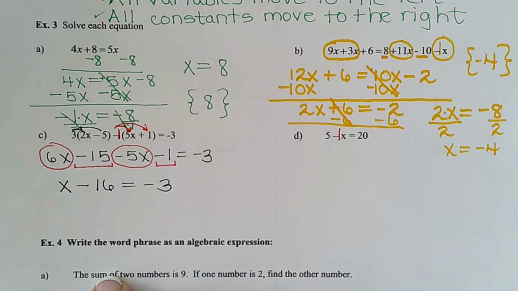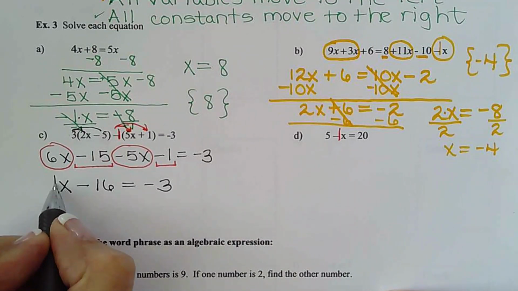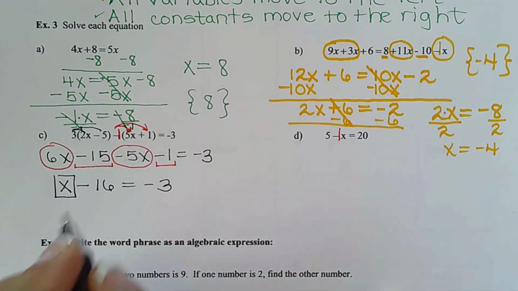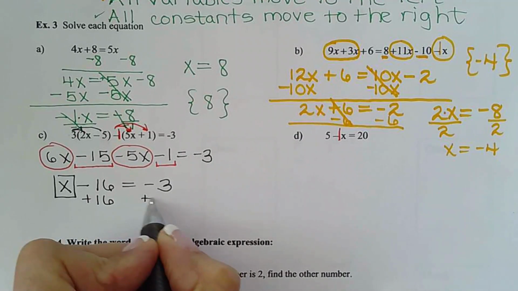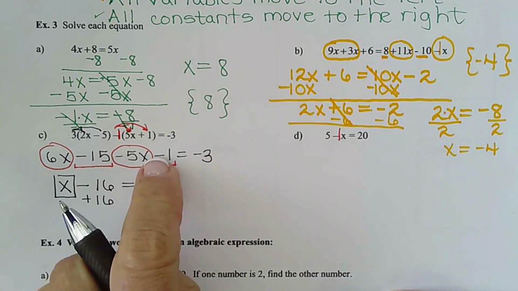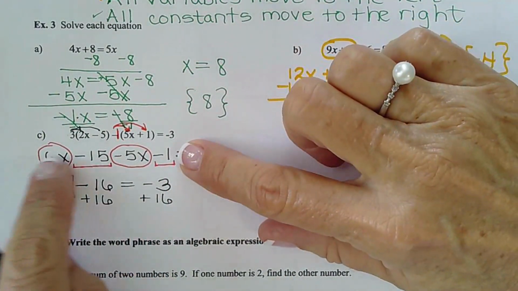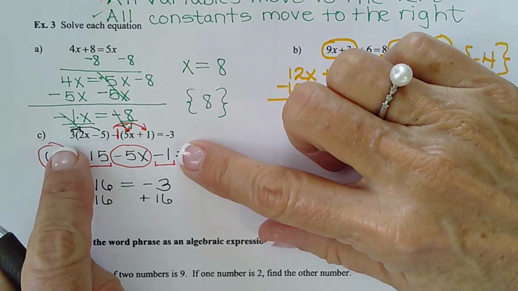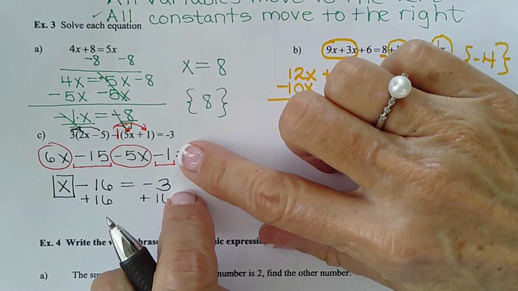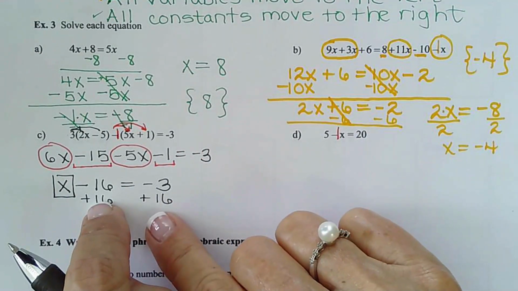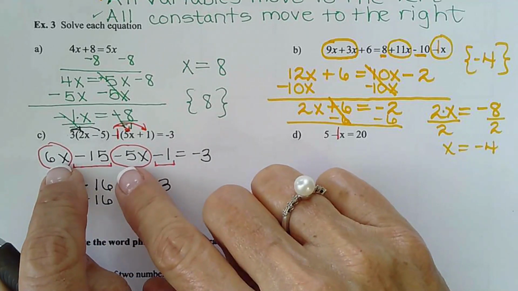So we're finally ready to start moving. So to get this x alone, we do the opposite, plus 16, because now we're crossing the equal sign. Here we didn't do any crossing. Everything stayed on the left, so we didn't do any opposites. But now I'm bringing this across the equal sign.